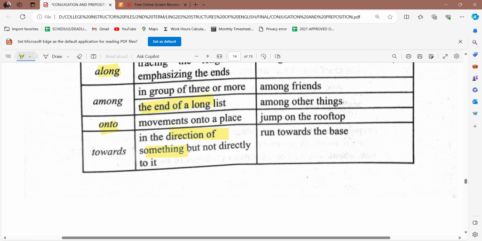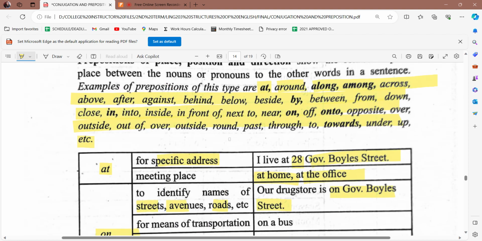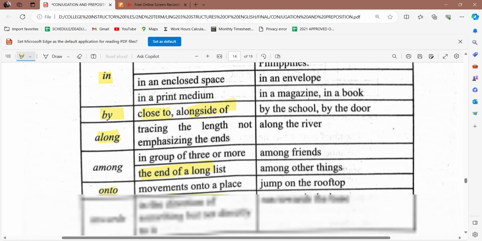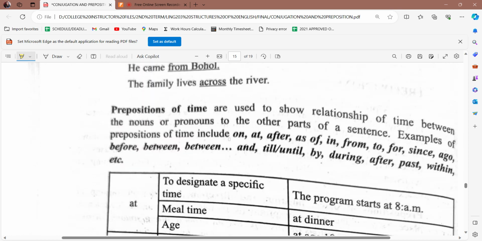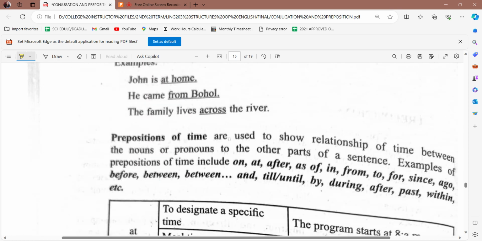But it is not directly going there. It's just in the direction of something. Run towards the base. So these are the different prepositions of place, position, and direction. Now we also have the preposition of time.